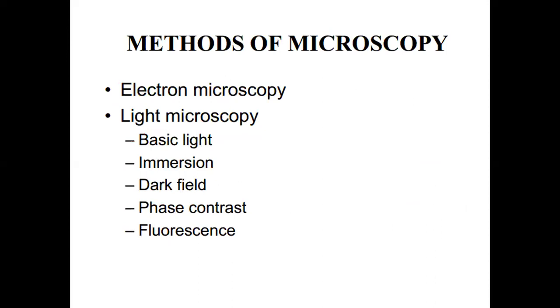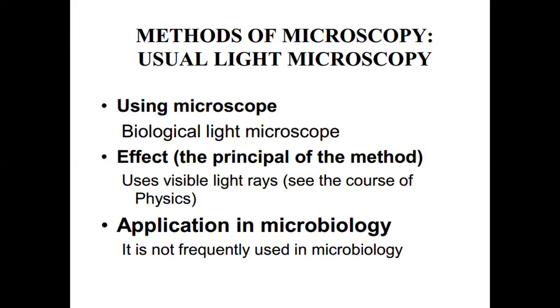Okay, we have principally two methods, electron and light microscopy. Light microscopy means basic light, immersion, dark field, phase contrast, and fluorescence. Usual light microscopy is done using a biological light microscope. The principle of the method is the use of visible light rays, see the course of physics to understand this process.